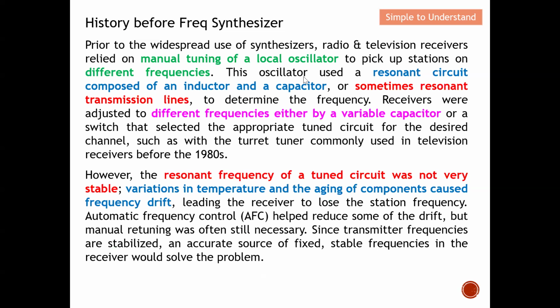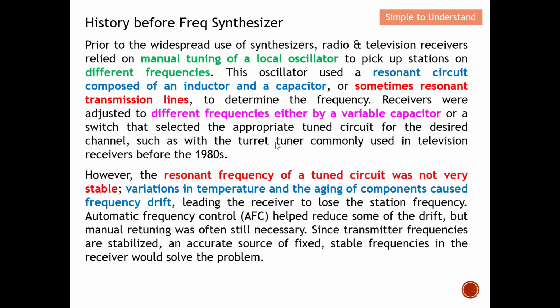So this oscillator uses a resonant circuit. They have a resonant tank, which is composed of an inductor and also a capacitor. A resonant circuit is simply just L and C, either in series or in parallel, or sometimes a resonant transmission line. So basically, to determine the frequency, the receiver will adjust to different frequencies either by a variable capacitor, most of the time a variable capacitor, or a switch. Switch it at different frequencies so that they select the operating tuned circuit for the desired channel.